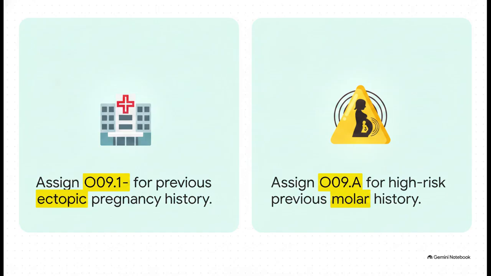So, if a patient has a history of an ectopic pregnancy, you must assign a code from O09.1- for their supervision. But if it's a previous molar pregnancy, that requires a code from subcategory O09A. These codes act as critical, giant red flags during the prenatal period, alerting the entire healthcare team that this is a high-risk pregnant woman needing specialized monitoring.